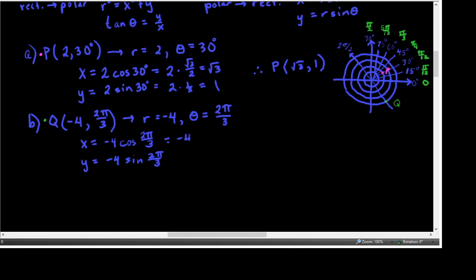The cosine of 2 pi over 3 is negative 1/2. So X will be 2. And sine of 2 pi over 3 is square root of 3 over 2. So that's negative 2 square roots of 3. Therefore, point Q has coordinates 2, comma, negative 2 square roots of 3.